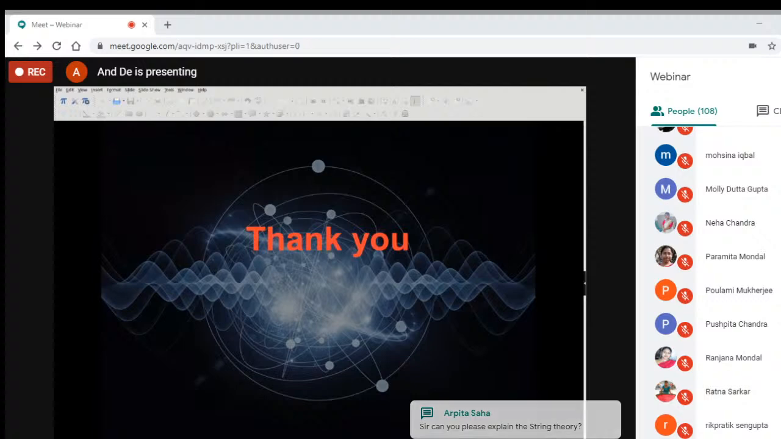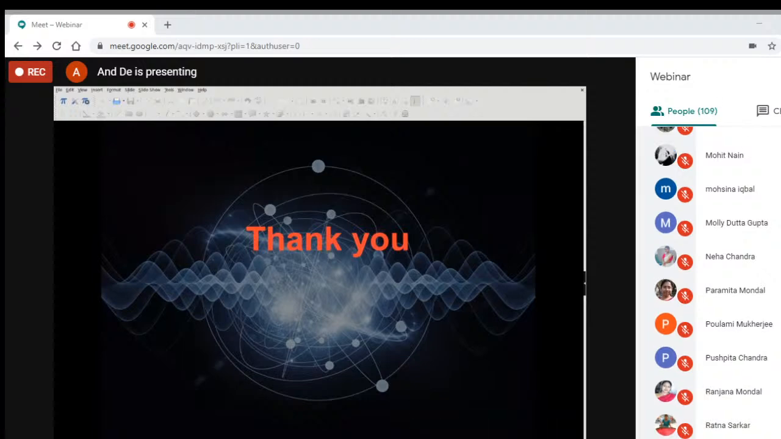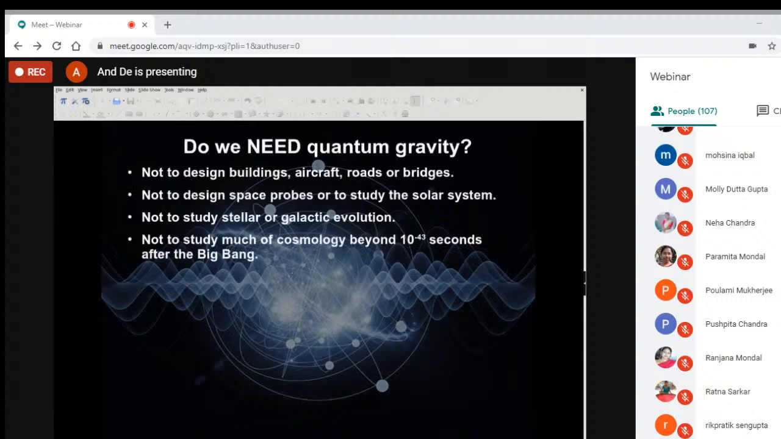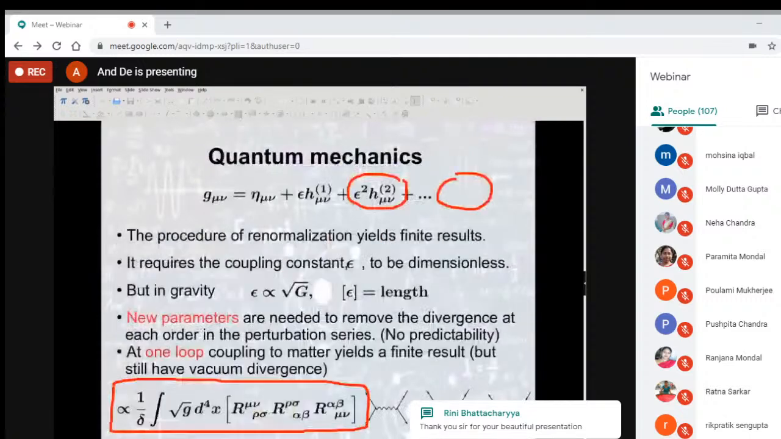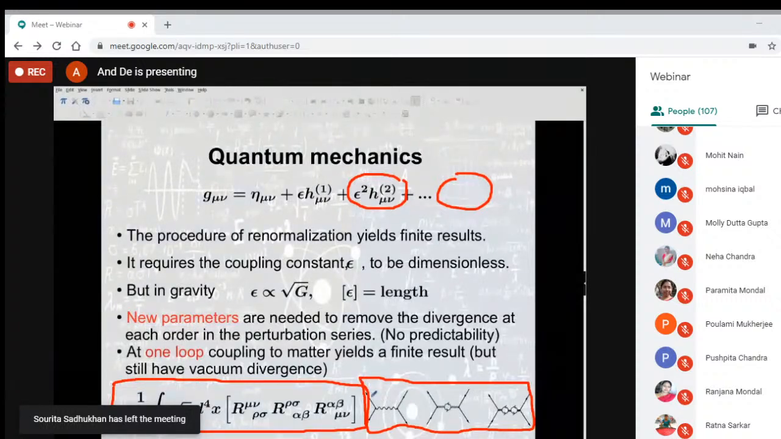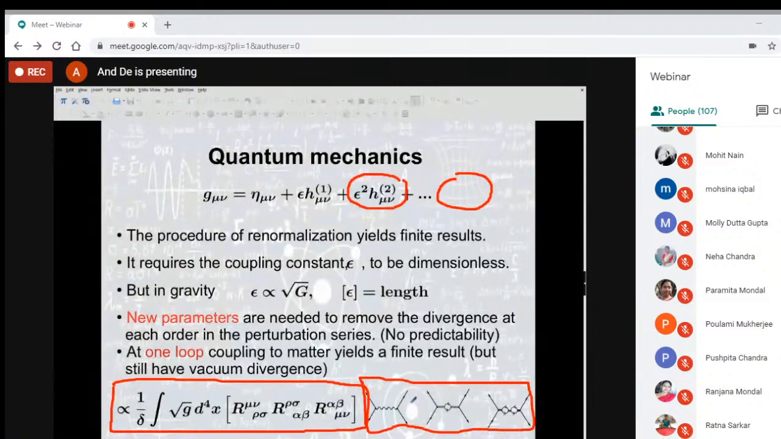Yes, I see a question about string theory. This is actually related to the previous question about renormalization. If you can see my presentation, on the lower right there are these diagrams. In string theory, these get replaced by diagrams which do not have lines, but they have sheets or tubes.